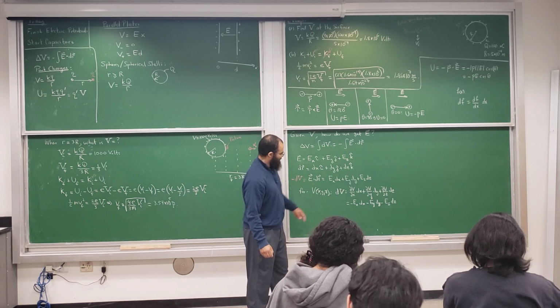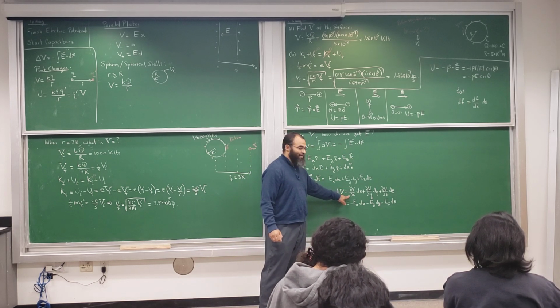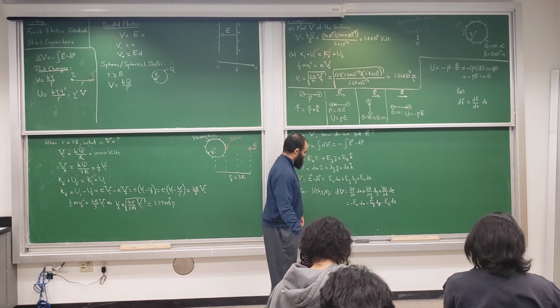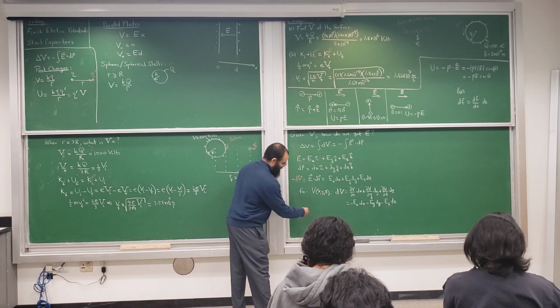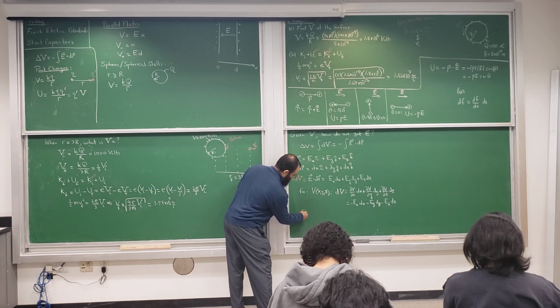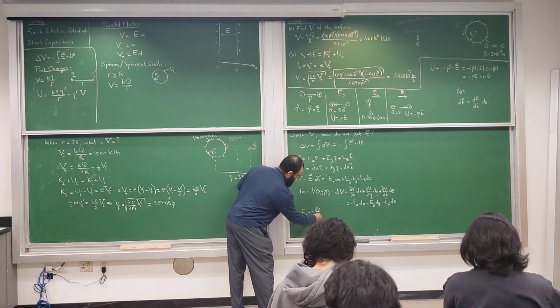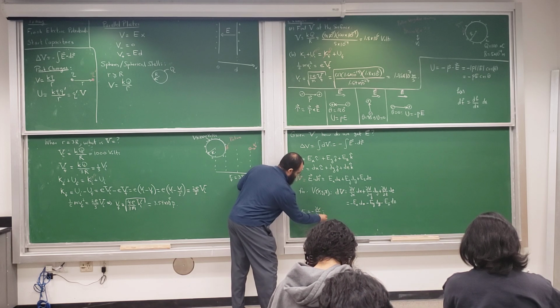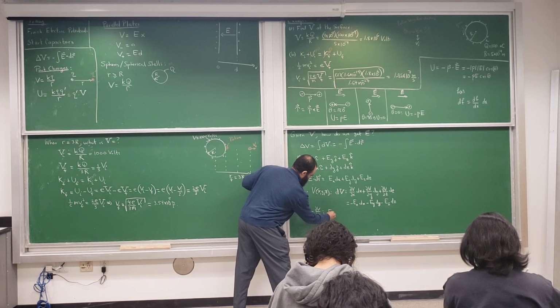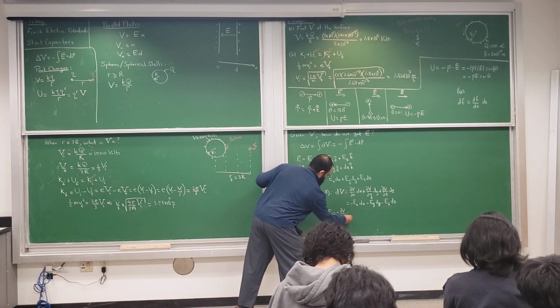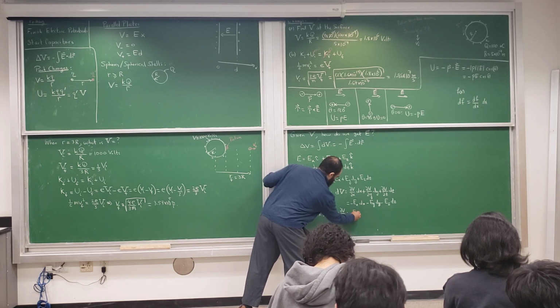So what can you say about Ex? It's equal to negative partial derivative of V with respect to x. Yeah. How about Ey? Same. Yeah, easy. So let's write that down. So you notice that Ex would be minus dV/dx, Ey would be minus dV/dy.